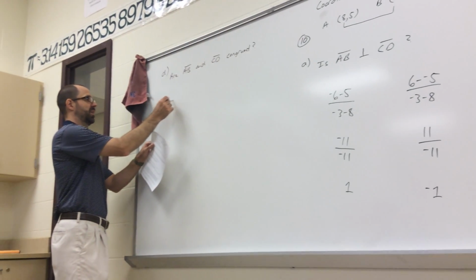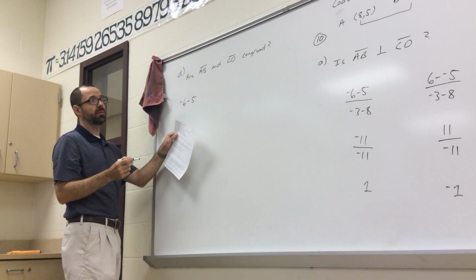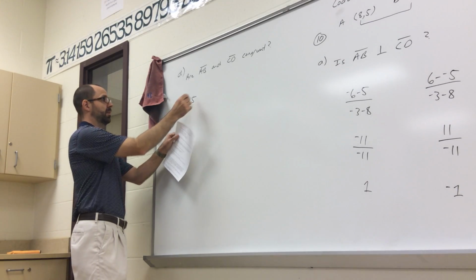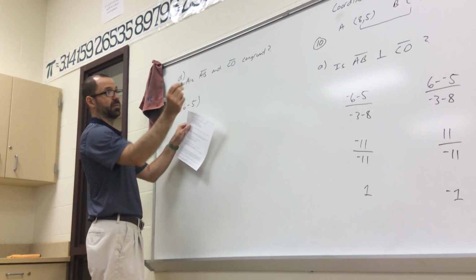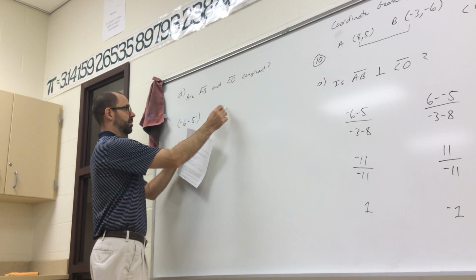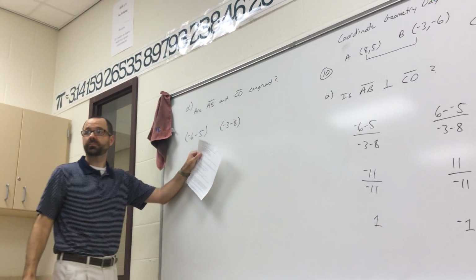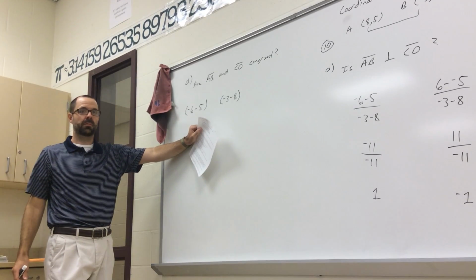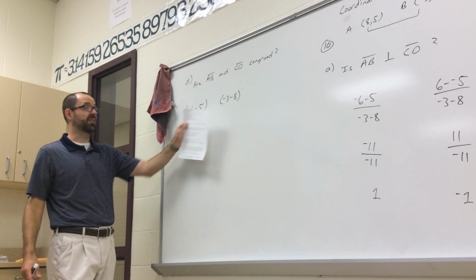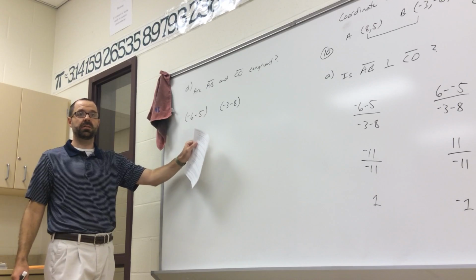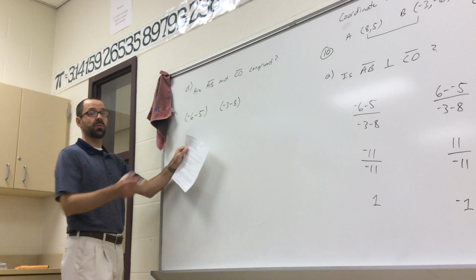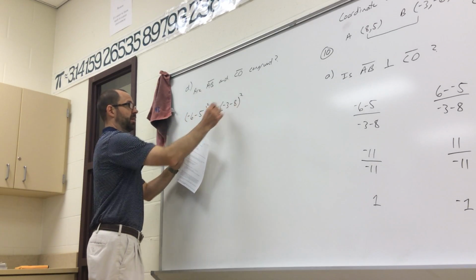So negative 6 minus 5, and also negative 3 minus 8. If it was slope, we would take this and divide it by that. But since it's distance, we're squaring them and adding them.